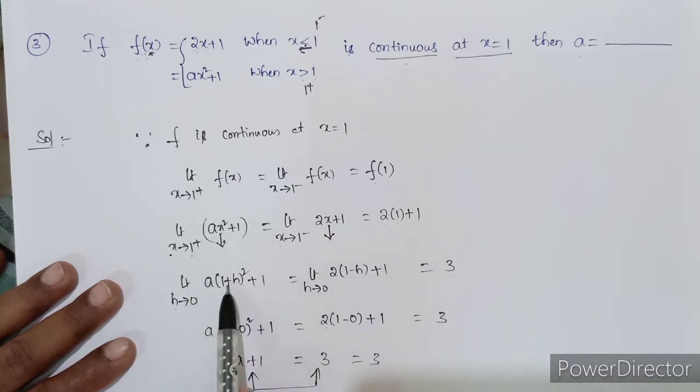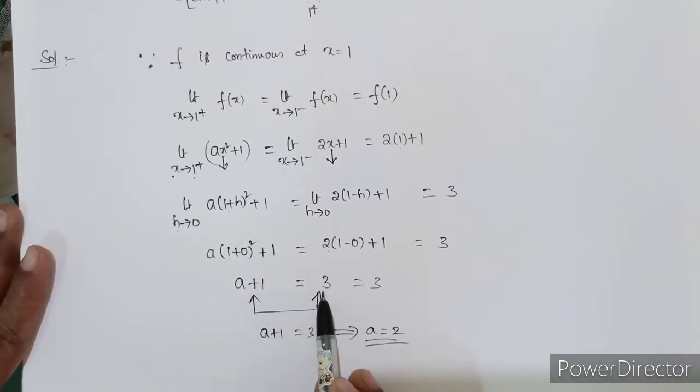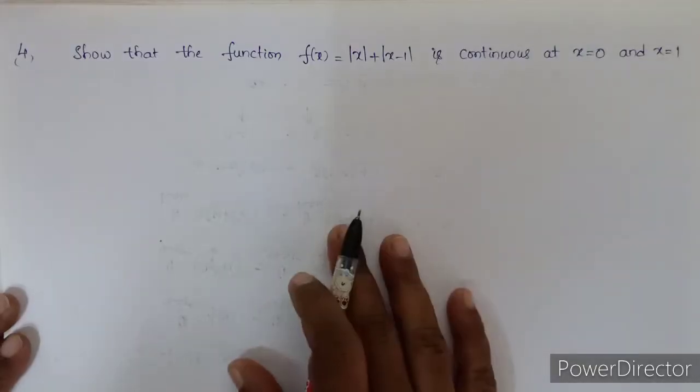Here replacing x by 1 plus h and now replace x by 1 minus h. So we got a plus 1 equal to 3. On equating these two terms, a plus 1 is equal to 3 gives a is equal to 3 minus 1, which is 2. We shall see the fourth question.